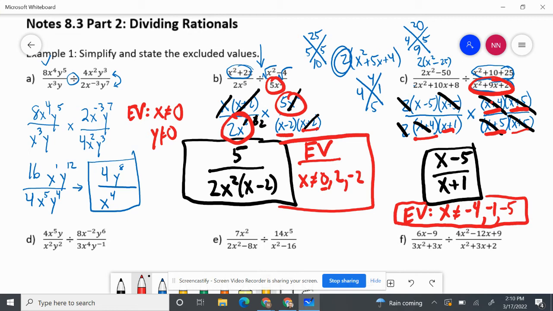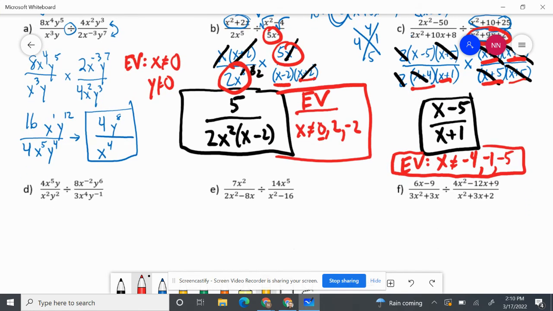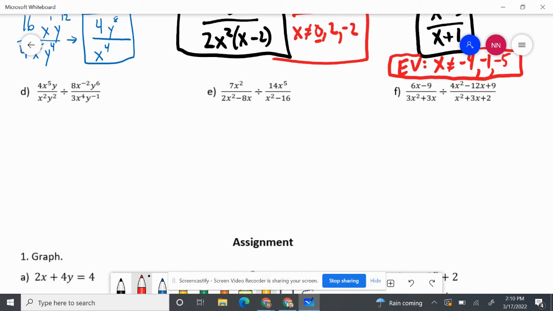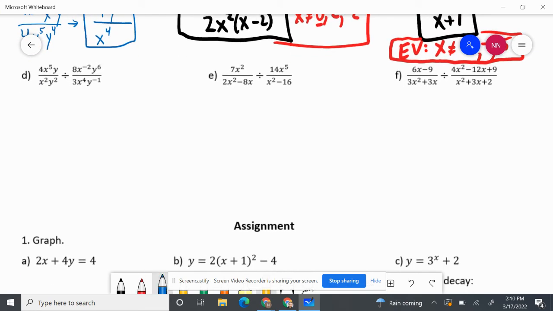Pause the video, try those next 3 on your own and see how you do. Okay, looking at letter D. Once again, what we're going to do is multiply by the reciprocal. So we have 4x to the 5th y, x squared y squared, times 3x to the 4th y to the -1, over 8x to the -2 y to the 6th.